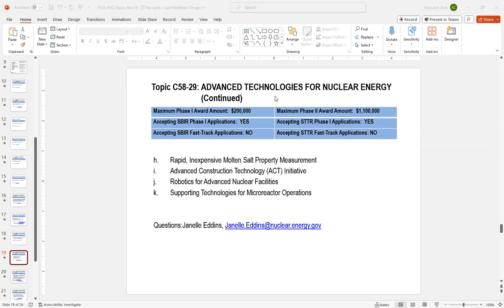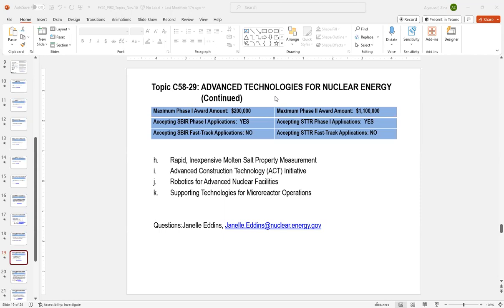Molten salts are pretty difficult to work with in some instances. They are hot, they can be corrosive and volatile, and they can also be toxic and radioactive. Some of the properties that we are looking to measure include oxygen concentration, moisture content, viscosity, and a more extensive list is provided in the work scope description, I believe.